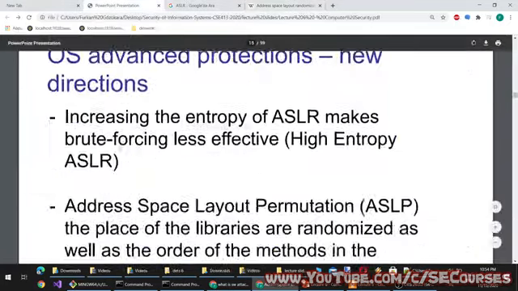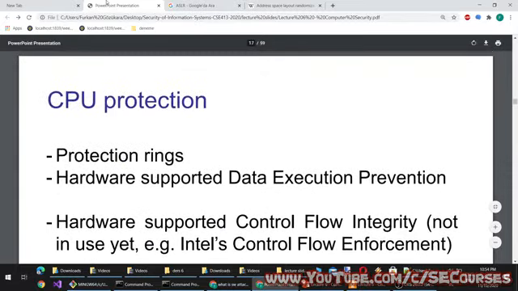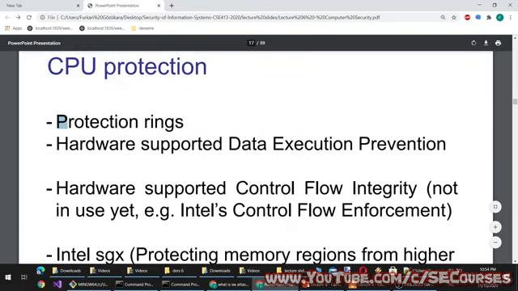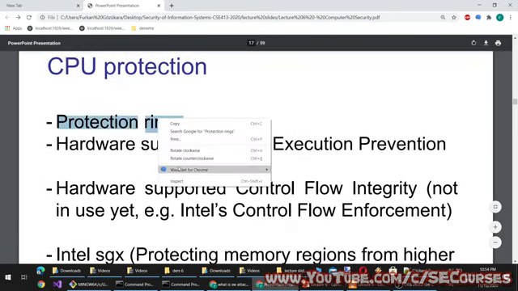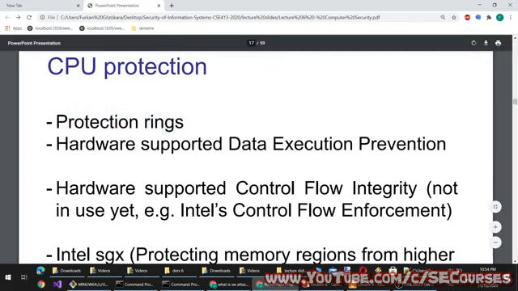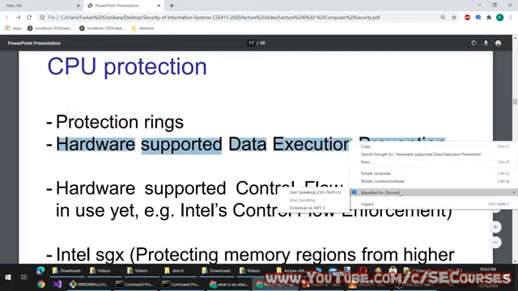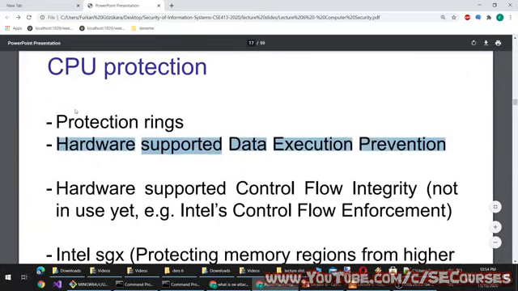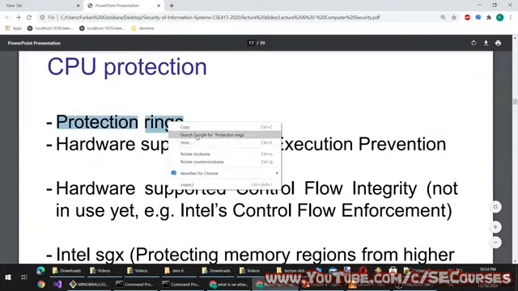Okay, so let's continue. We have seen the memory protection. Now the time is for CPU protection. So what options are available? Protection rings. Hardware-supported data execution prevention. Okay, so what is protection rings?